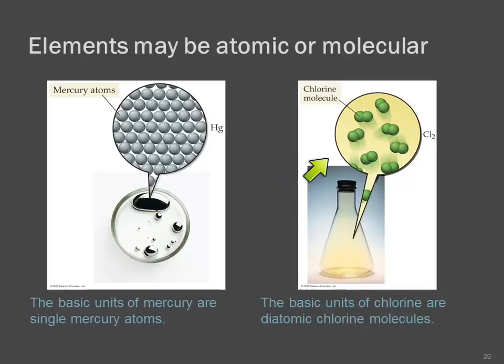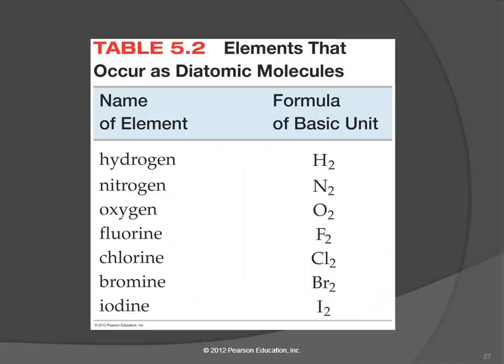Here we have a molecular element, chlorine. This is an element. It only has one kind of atom in it, and yet these guys are going around in pairs. They're not single atoms floating around. Okay, so there's 7 elements that do this. And these are the ones. And I think of these as the junior high girls of the element world.